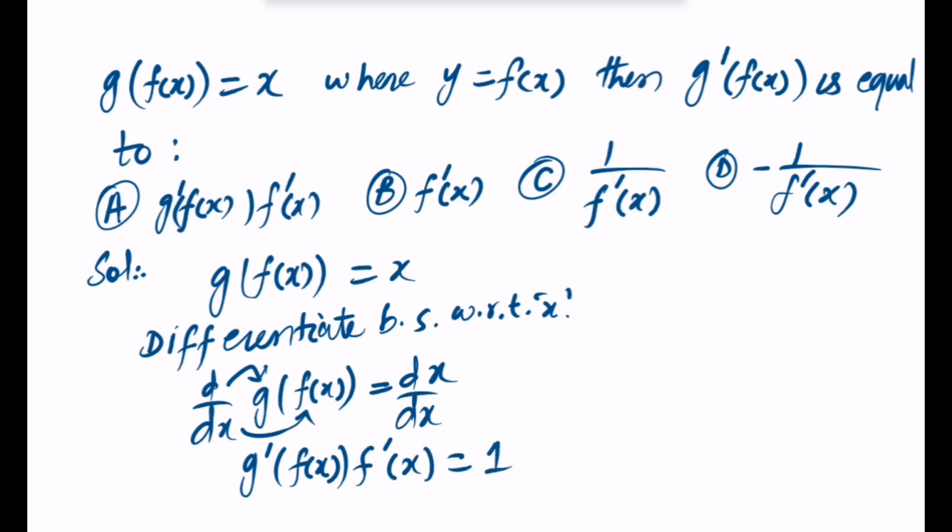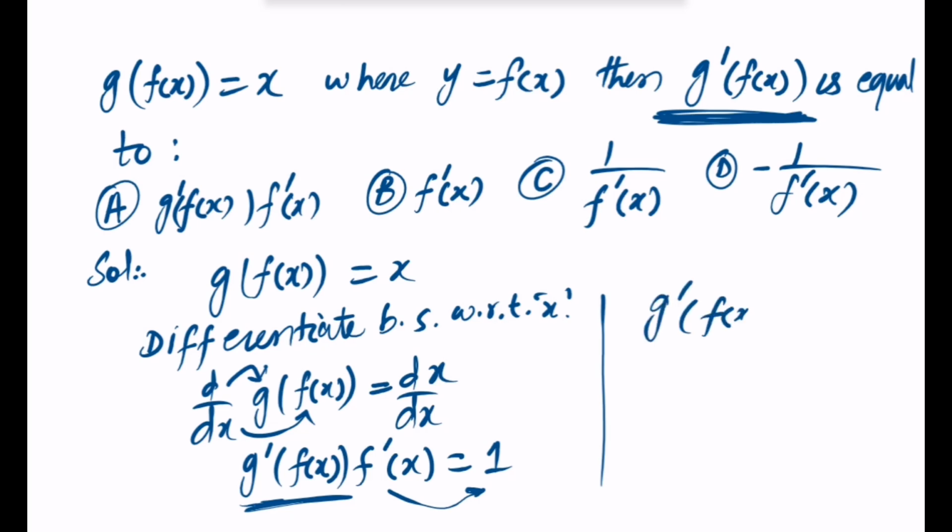And after that, as the value of this is required, we can see the statement of the question. So we separate it, we send this to the right side, it divides the right hand side. So g prime of f of x is equal to 1 by f prime of x. So option C is correct here.